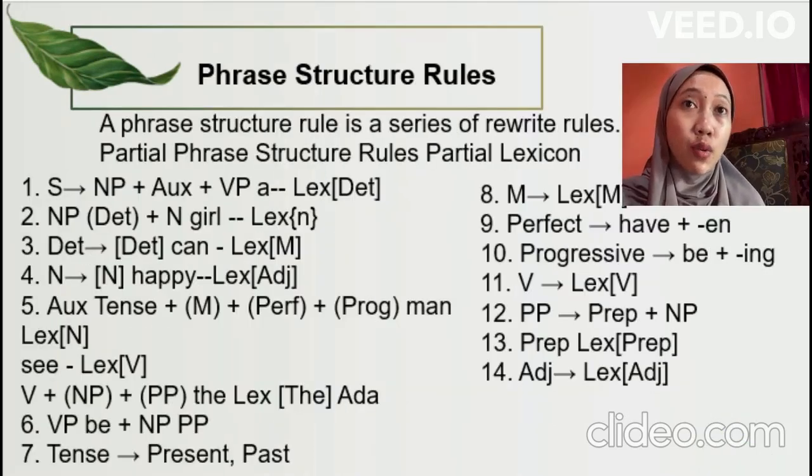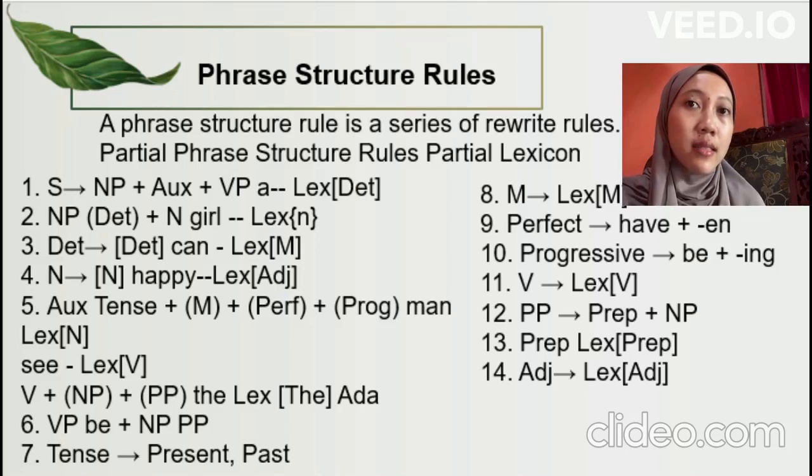Phrase structure rules. A phrase structure rule is a series of rewrite rules. Partial phrase structure rules and partial lexicon. 1. VP, A, lex child, 2. NP, plus noun, lex noun, 3. Child, that can lex noun, 4. Happy, lex adjective, 5. Aux, tense plus modal plus perfect plus progressive, lex modal, C lex V, V plus NP plus PP, the lex the, 6. VP, V plus NP PP.